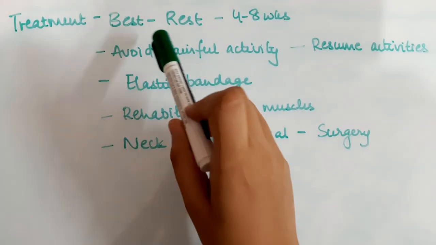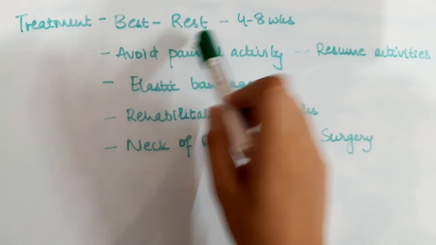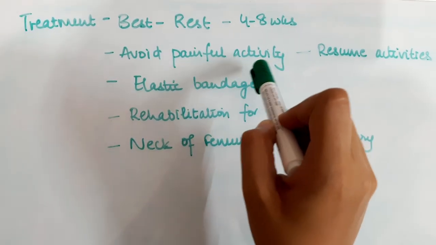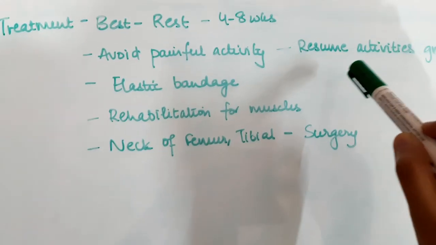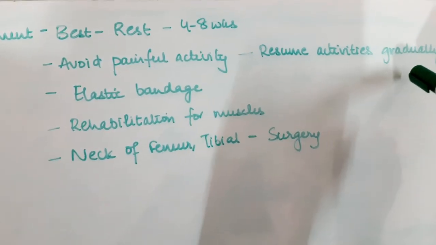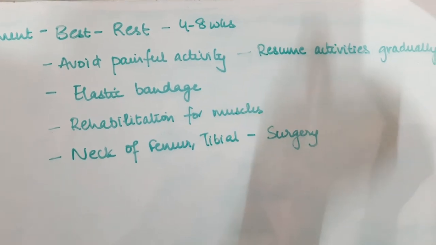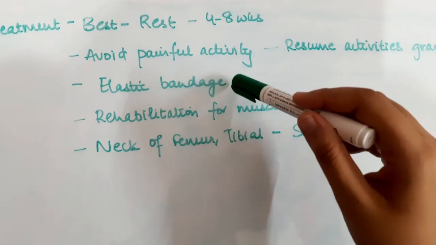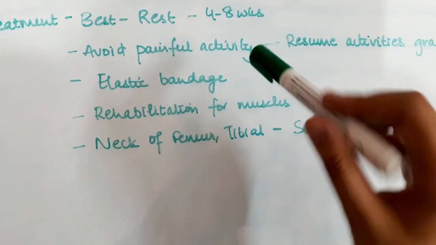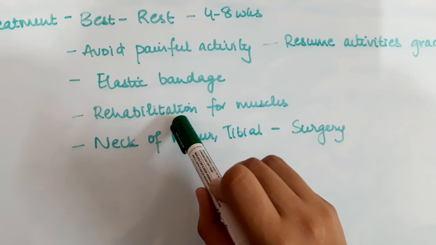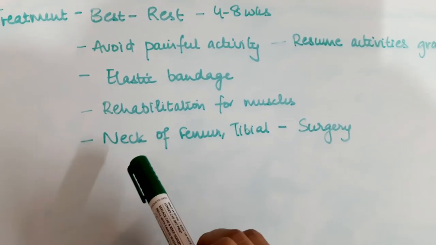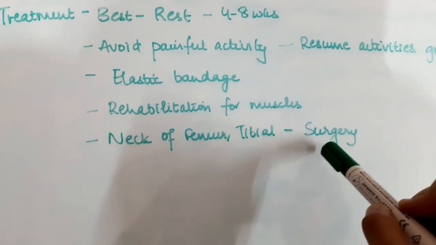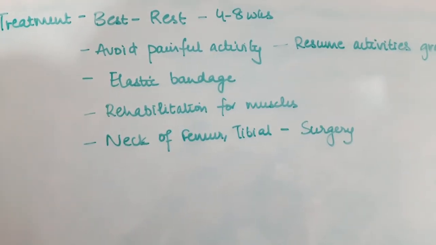For treatment, the best treatment is by giving rest for a period of 4 to 8 weeks. In this period, all painful activity should be avoided and activities should be resumed gradually. You shouldn't take up the activity suddenly, they should be resumed very gradually. An elastic bandage can be used. For muscles, rehabilitation is required. And in case of serious fractures, as in the neck of femur and tibial stress fractures, surgery may be necessary.